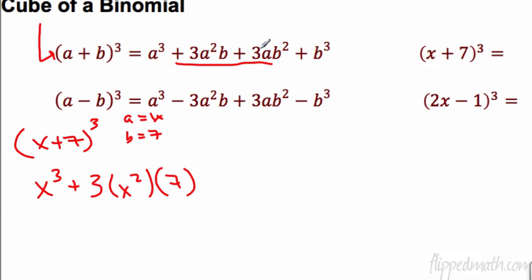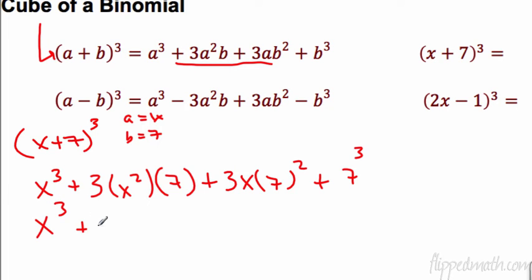All right. Plus 3ab squared. I'm using parentheses so that I square that, plus b to the third power. So it's plus 7 to the third power. So when we're all done with this, we get x to the third plus 21x squared plus 49 times 3. What's that? 147. x plus 7 to the third power, which is 343.